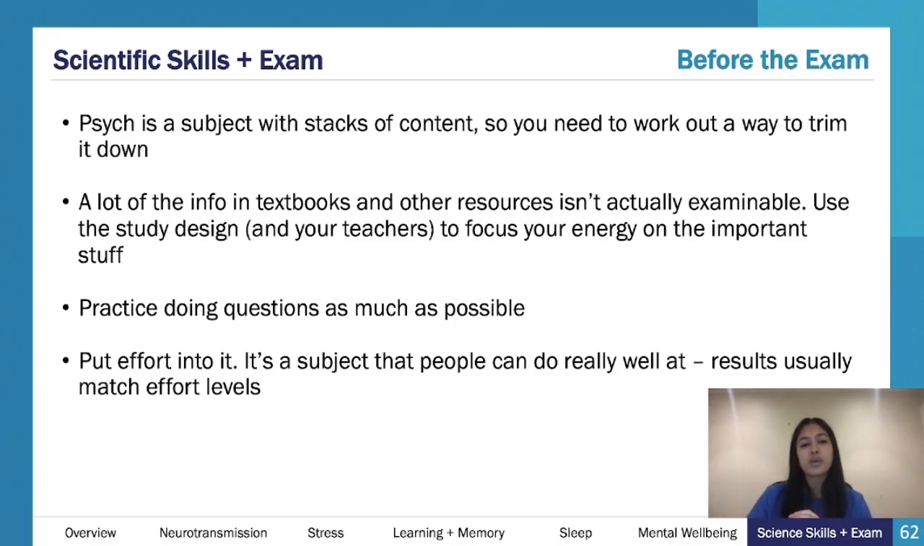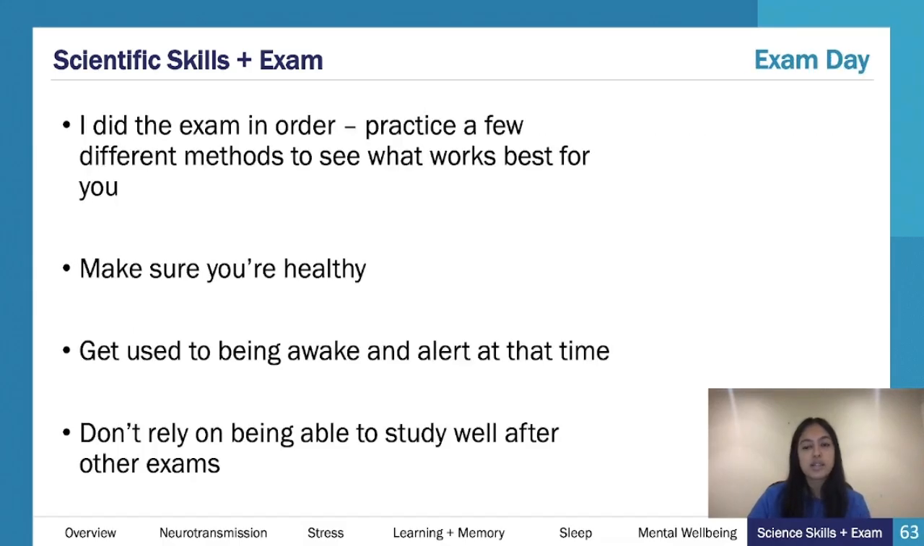And practice questions are really vital, especially with psych. It's all application. Always use the person's name in your short answer as well, and just be specific to the context.